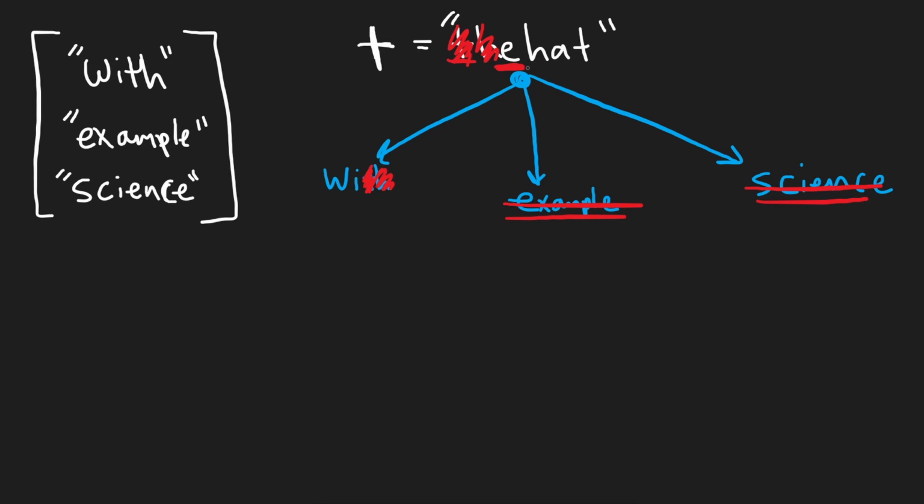So do we have an H available to us in our stickers? Nope. Do we have an A available to us in our stickers? Nope. Do we have a T available to us in our stickers? Nope. So what does that tell us? We still have to find these 4 characters, E hat, right?